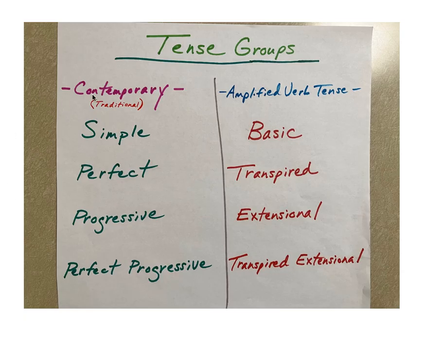Now here's the contemporary tense groups, the traditional names: simple, perfect, progressive, perfect progressive. And here's the new names that I invented, I made up in my system called amplified verb tense. But we're going to use these contemporary names today. We're going to use the traditional names when we talk about tense.